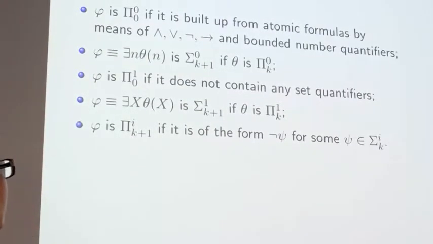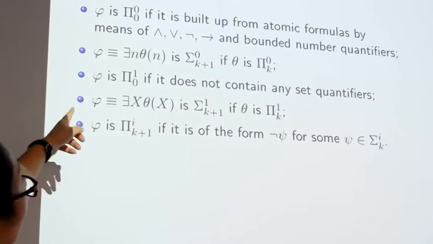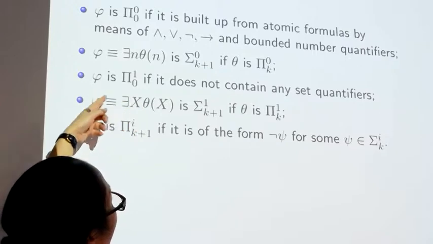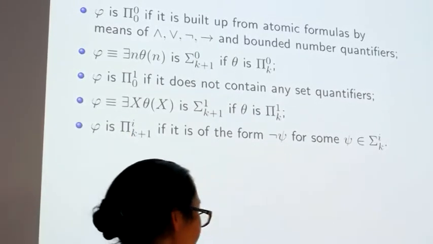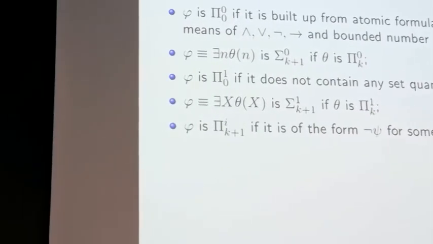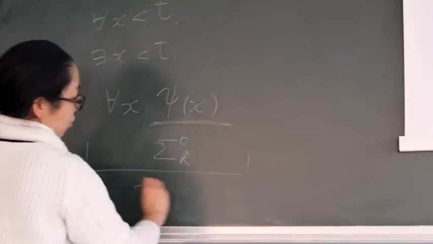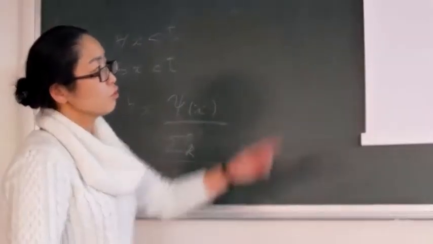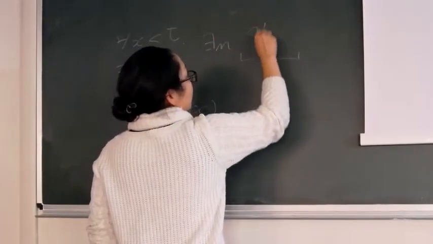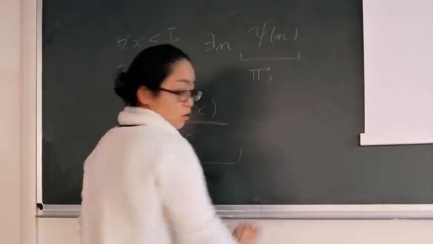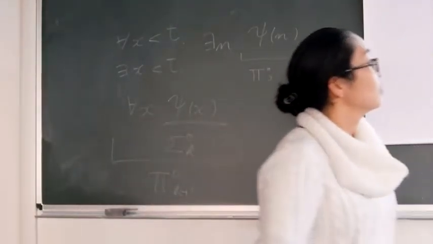And I don't use higher order, second order quantifiers here. The class Pi 0 k plus 1 is of this form, but usually it is defined as the form for all x, where this part is Sigma 0 k, then it is Pi 0 k plus 1. So Sigma 0 1 means some bounded formula with an existential quantifier, and here the induction is limited only to Sigma 0 1 formulas.